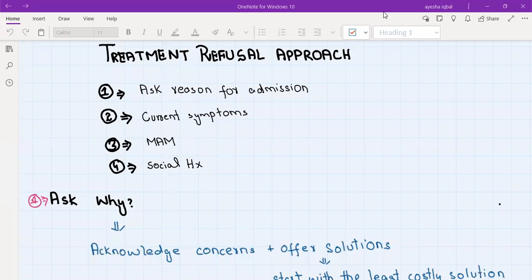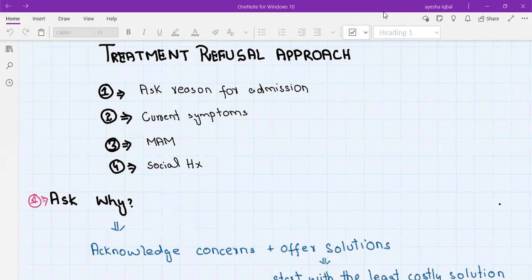When you get a scenario where a patient is refusing some kind of treatment, you are seeing this patient for the first time. This patient can be in contact with medical services for a long time. He might be diagnosed with some condition for which he is now refusing some form of treatment, procedure, or getting hospitalized. But for you, it's really the first time that you are seeing him.